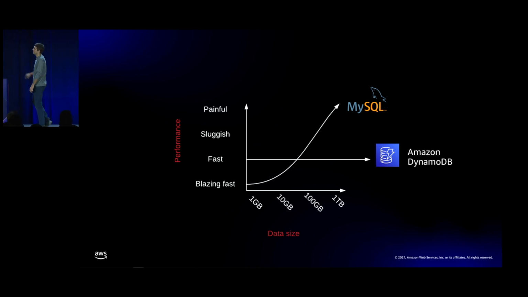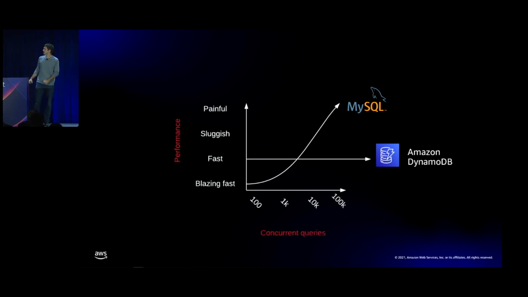And data size is only one factor that affects performance latency. I could also change that x-axis to be concurrent queries. How many concurrent queries am I running against my database? And I think it's the same thing with relational databases. The more and more concurrent queries you're running against that, the more you start to starve it of resources, and you're going to get slower and slower performance there.